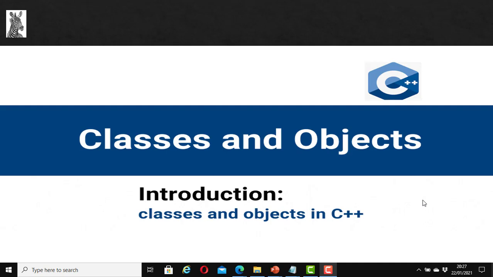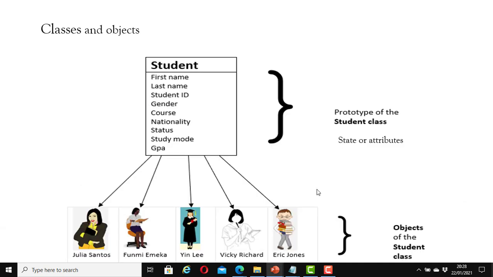Some people would say it is the prototype or it is the template. We build a class as a template and create objects from that template. Now we are going to look at an example of a class and objects. This is a student class. The student class has some attributes, and we are going to create some objects out of the student class.